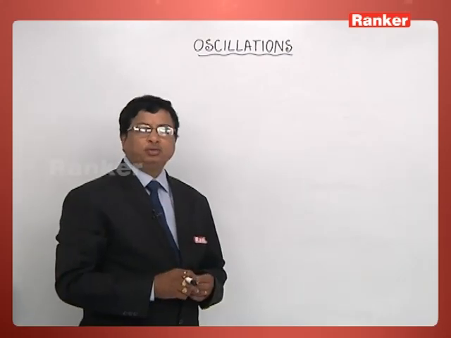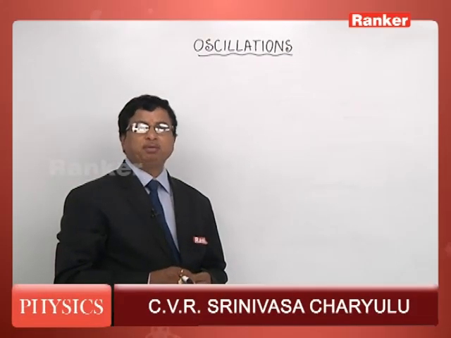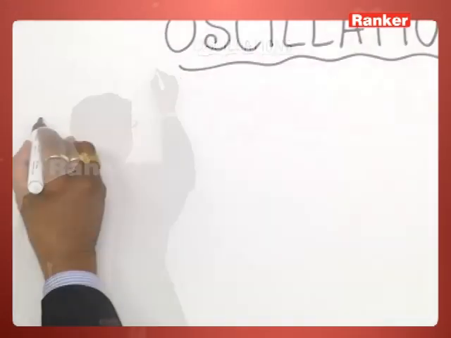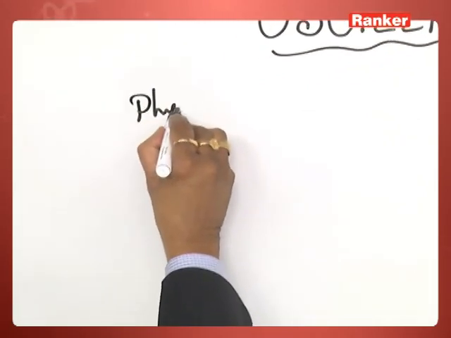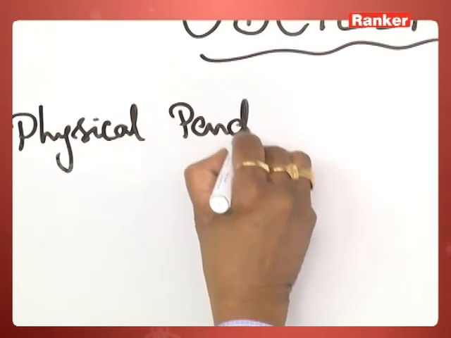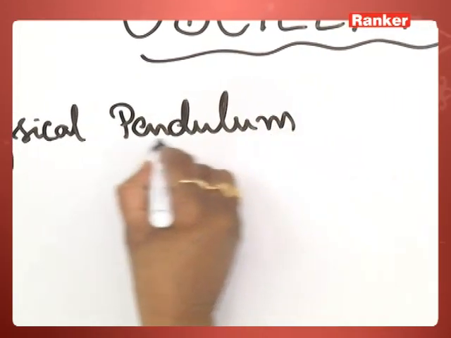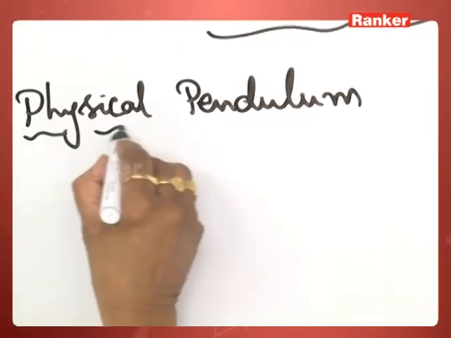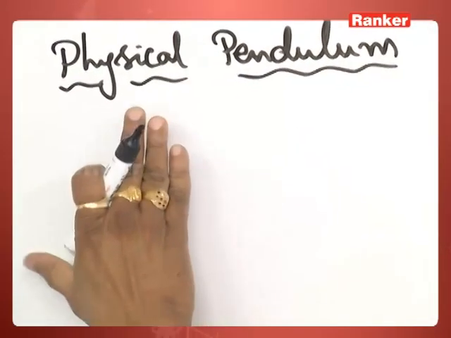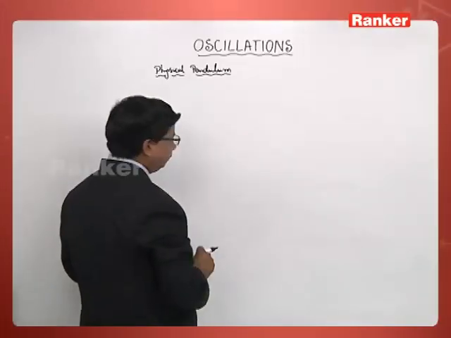Let us consider a few examples for simple harmonic motion. One is the concept of physical pendulum. So, let us take up an example of physical pendulum.